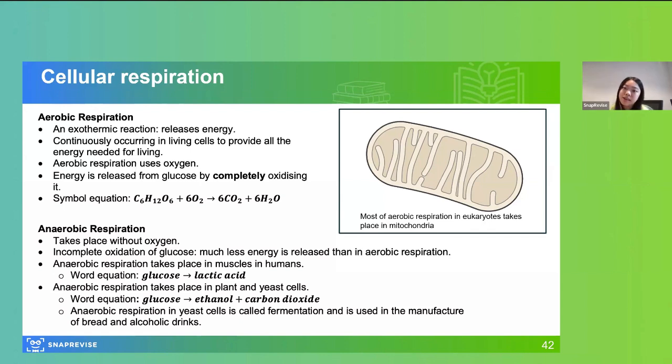Anaerobic respiration takes place without oxygen. So it's incomplete oxidation of glucose. You're going to have to highlight that word. Aerobic is completely oxidizing it using oxygen. Anaerobic is incomplete oxidation without oxygen. There are 2 types of anaerobic respiration you need to know: one in humans, in our muscles, and one in plants and yeast cells. In our muscles, glucose is converted to lactic acid.